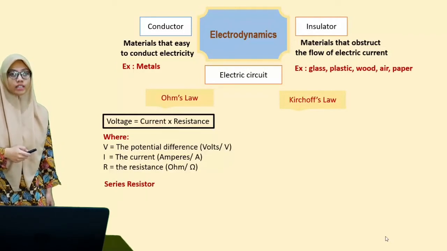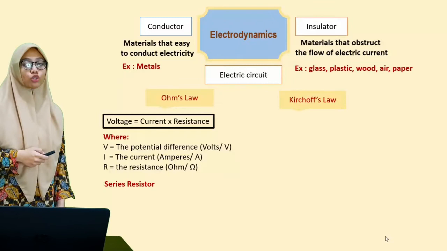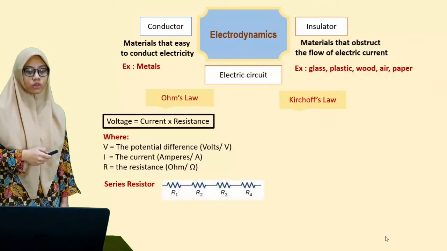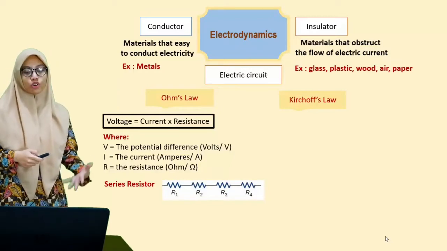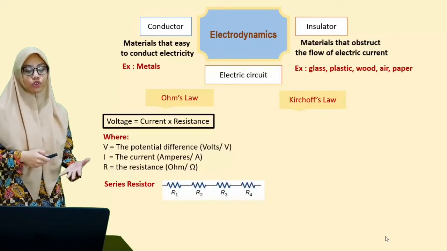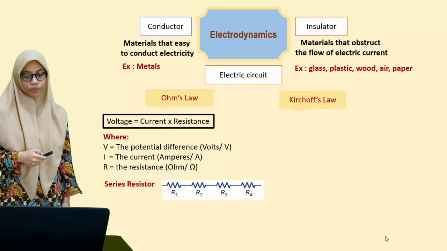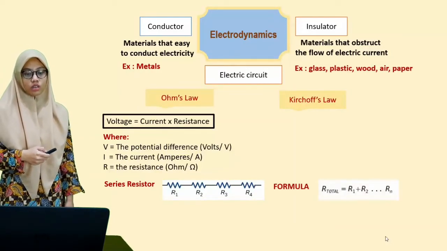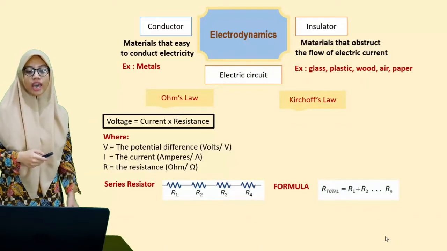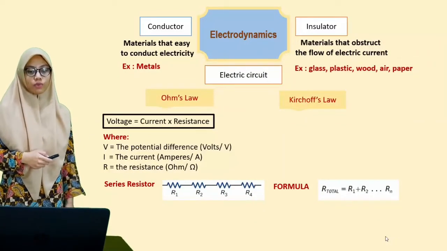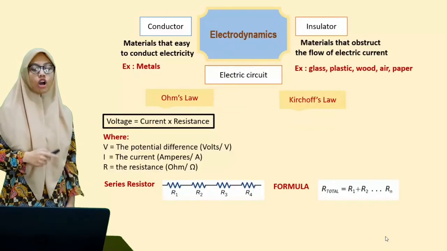For the resistance, it can be divided into two. The first one is series resistor. The picture is like this. If you get a picture like this, this is series resistor. If it is series resistor, you can count the total resistance by adding all of them.